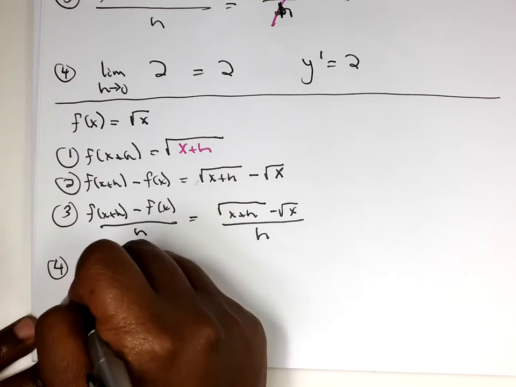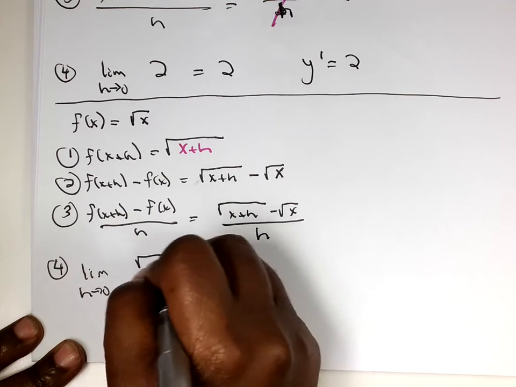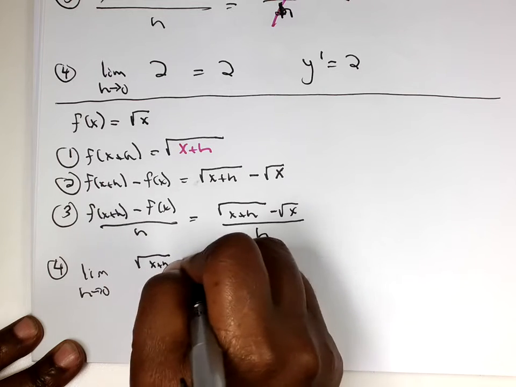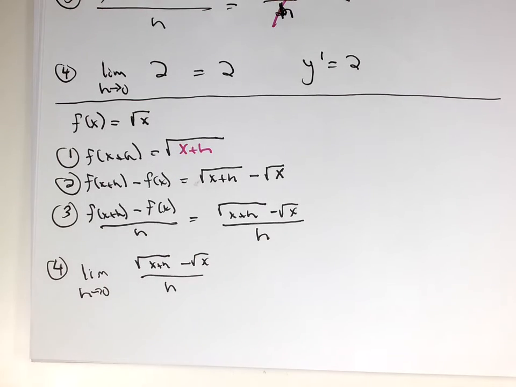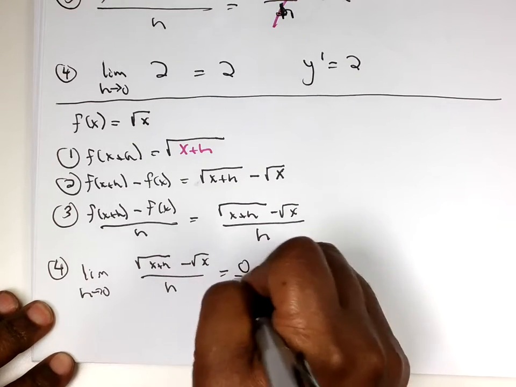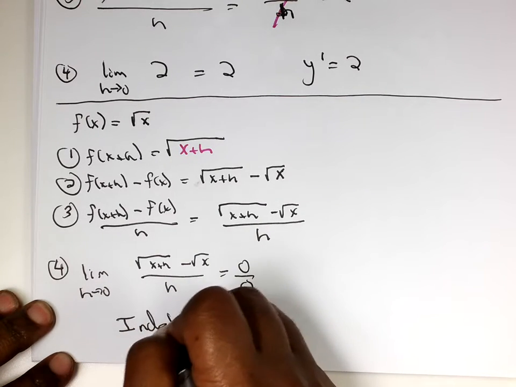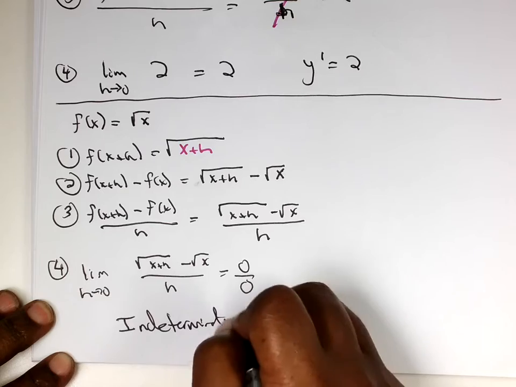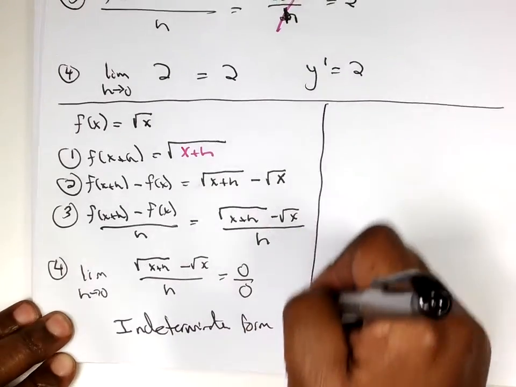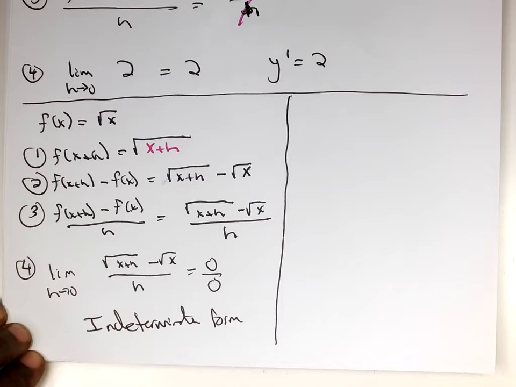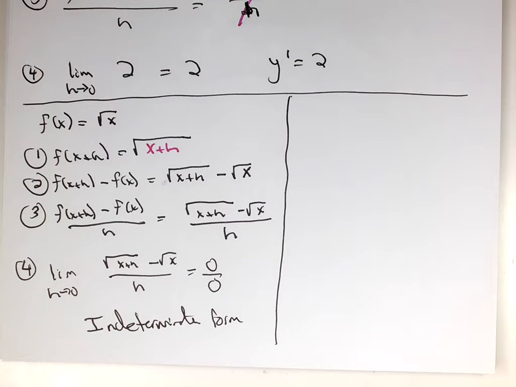So the limit as h goes to 0 of square root of x plus h minus square root of x all over h. So if I do a direct substitution, right, because that's always the first step, I get square root of x minus square root of x is 0 over 0. So I'm in indeterminate form. Well, because I'm in indeterminate form, I want to see which technique I should use. Well, I have radicals here. So if I have radicals, that means I'm going to try the conjugate as my first step.